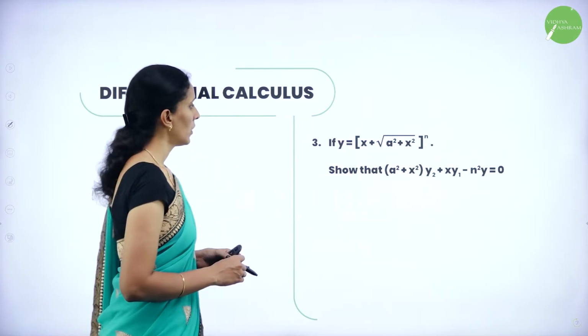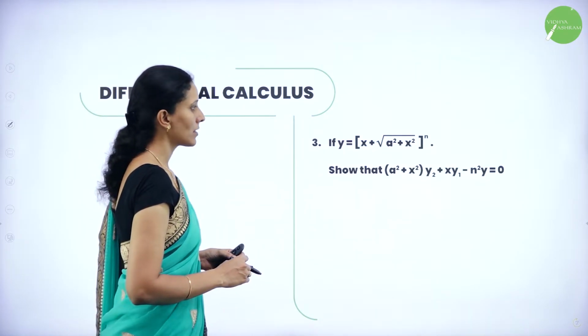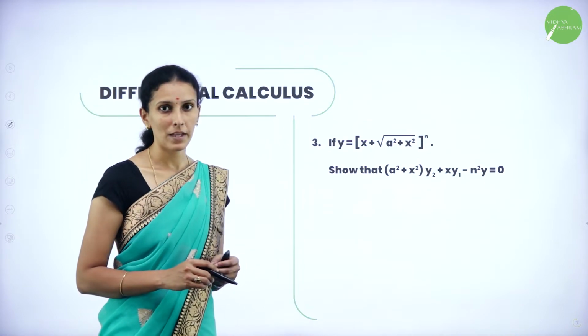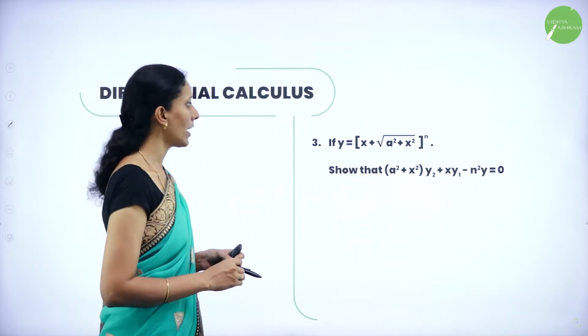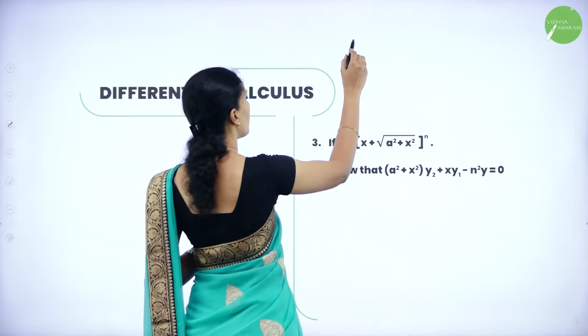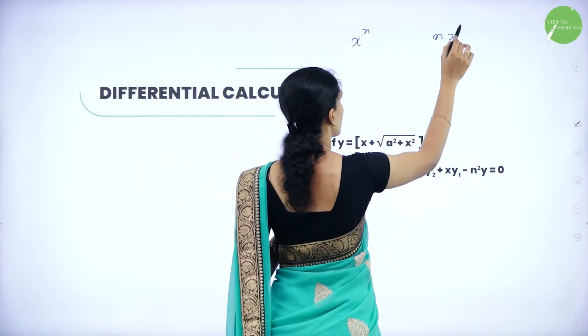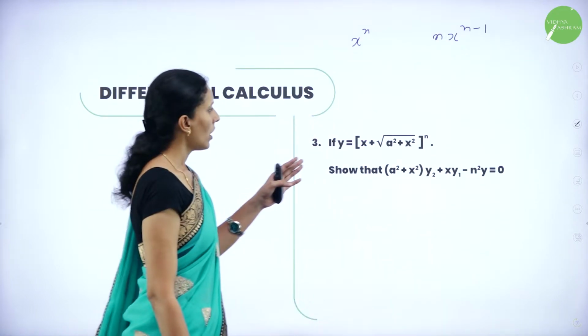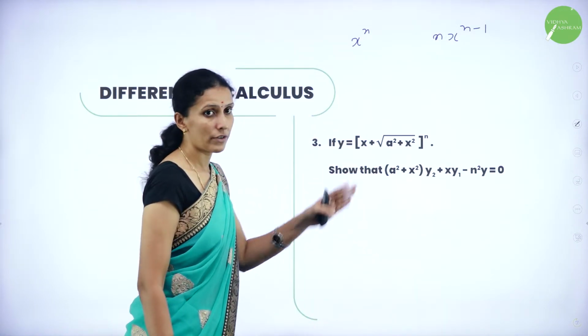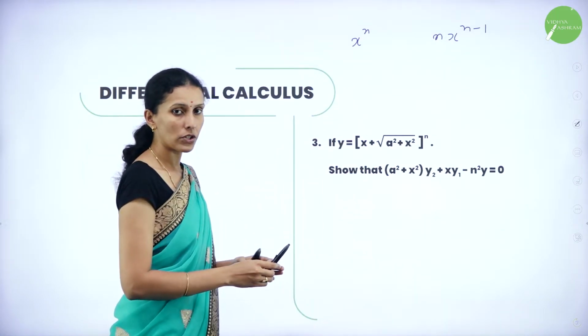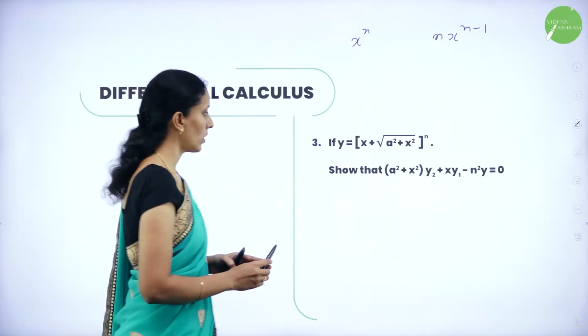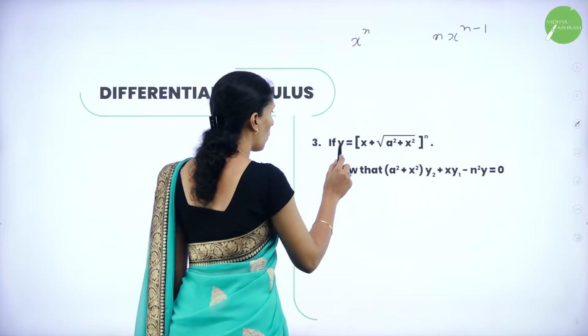Next, we have y is equal to (x plus root of a² plus x²) whole to the power n. So, anything in the form of x to the power n, reduce it to n into x to the power n minus 1. Now we have a composite function here. You have more than one function, so you have to apply the chain rule here. So, first see what is y.